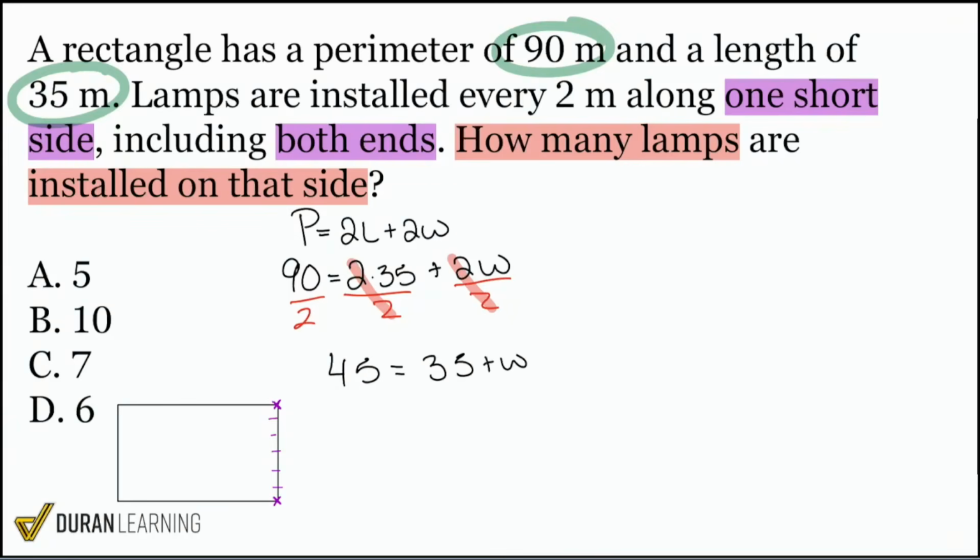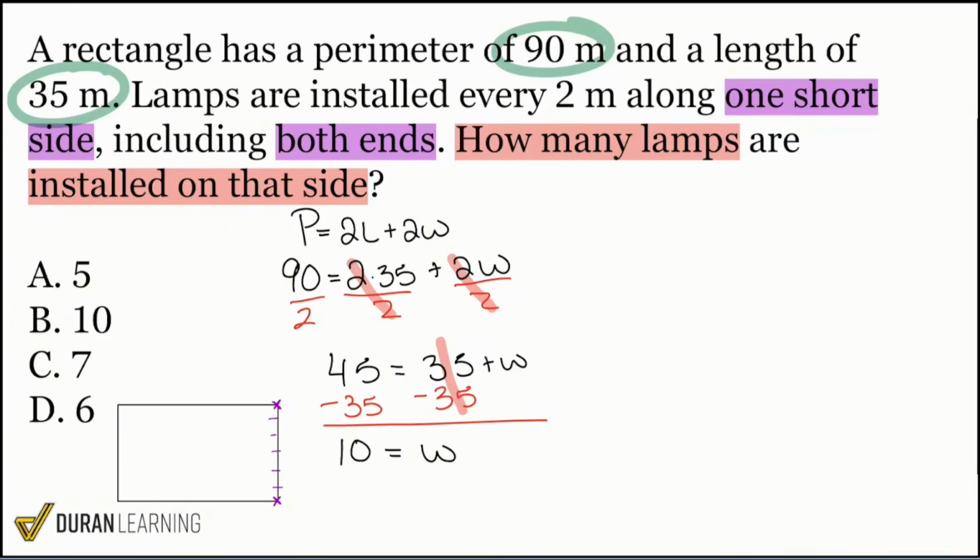When I subtract 35 from both sides, we'll get the same as we would have gotten with the regular method, and that would have been 10. So we have 10 meters equals the width. Everybody, that's the short side. Remember, we had 35 meters for the length. Our width is 10. So we have the short side. The short side is 10 meters. However, that's not the answer. That is not the answer.